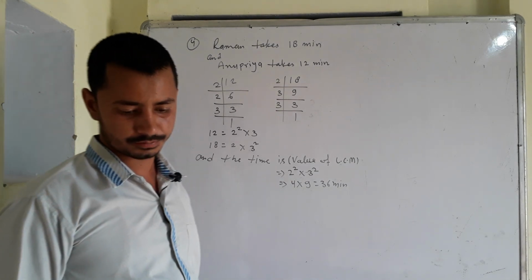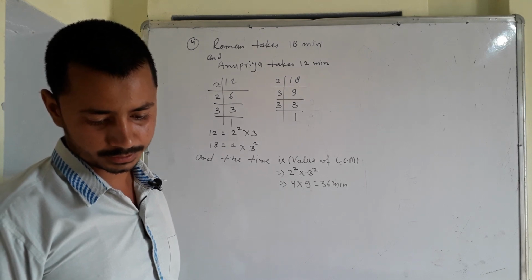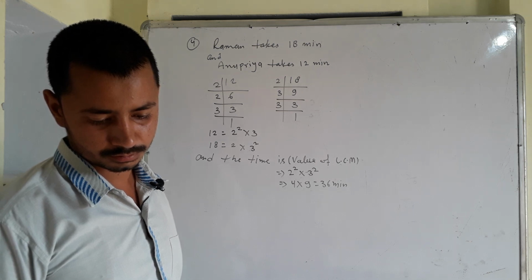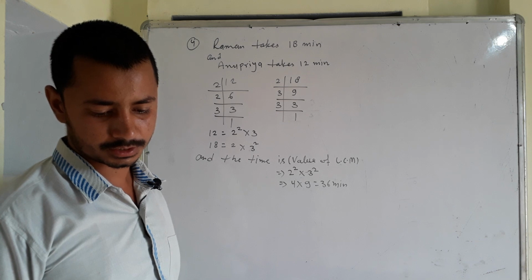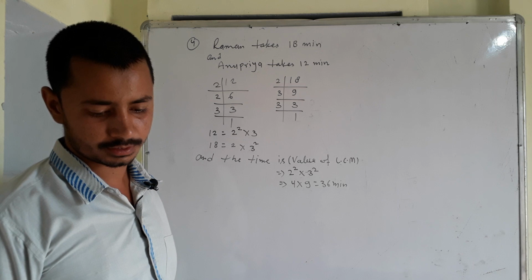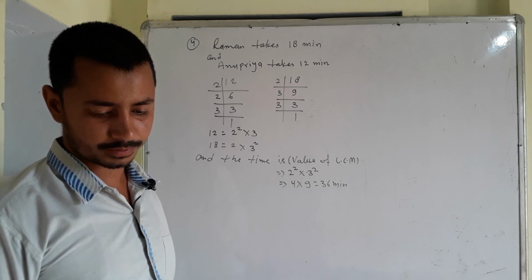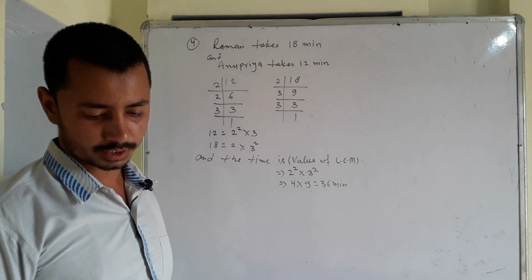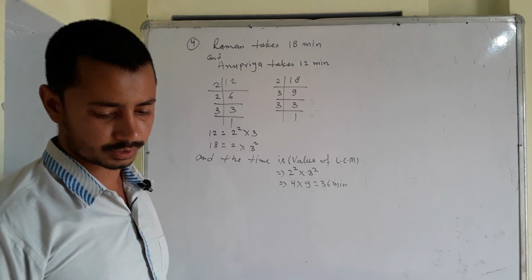Okay, next question is 5. In a seminar, the number of participants in Hindi, English and mathematics are 60, 84 and 108 respectively. If in each room the same number of participants of the same subject are seated, then find the least number of rooms required.